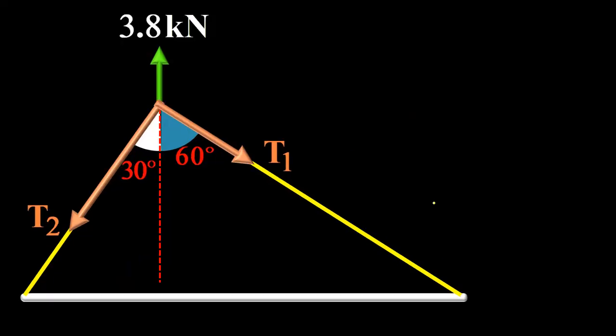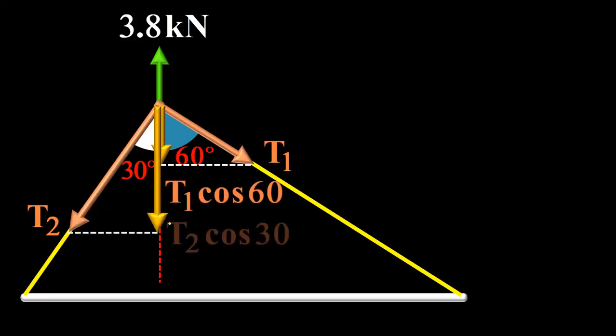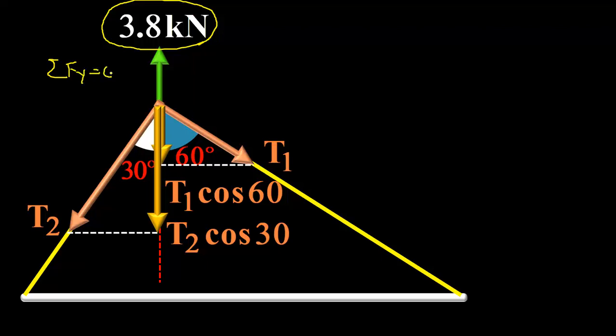Okay, here let's start by decomposing T1 and T2 on vertical direction. So this is the vertical component of T1, which is T1 cosine of 60 degrees. Likewise, this is T2 cosine of 30 degrees, and here the two downward components must cancel 3.8 kilonewtons. Why? Because sigma Fy is equal to 0.